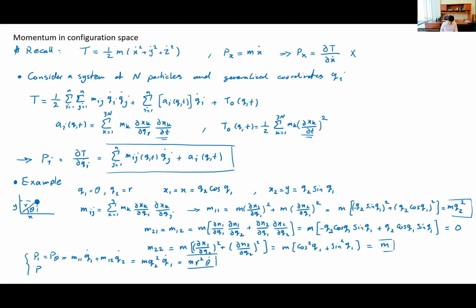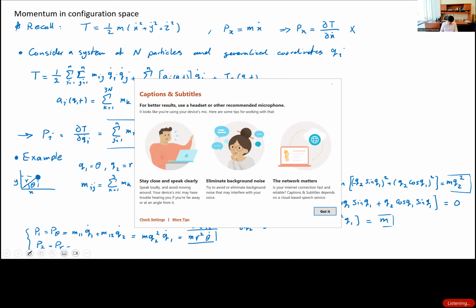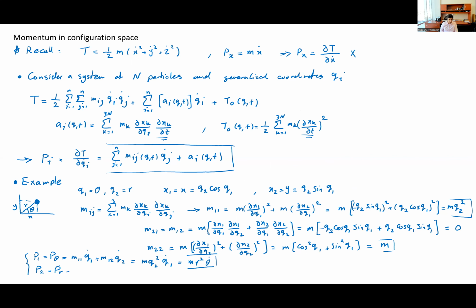And P2, which is the momentum along r, is M21 q dot 1 plus M22 q dot 2. The first one is 0. The second one was M times q dot 2, which is M r dot.